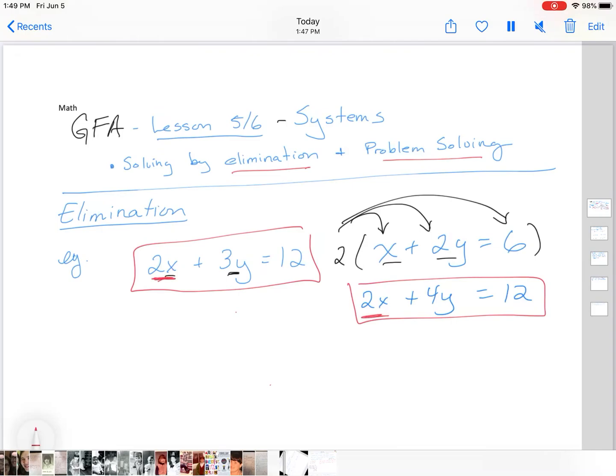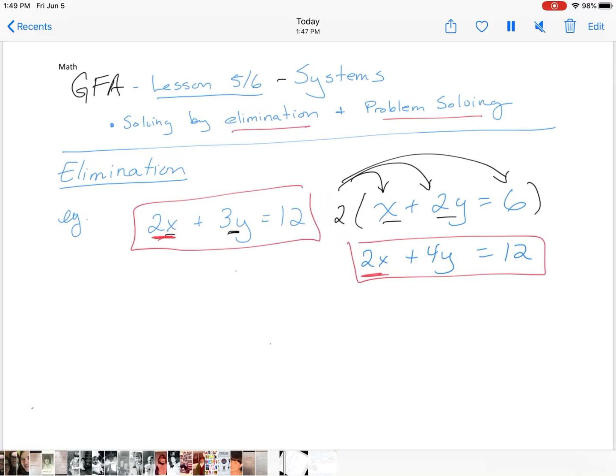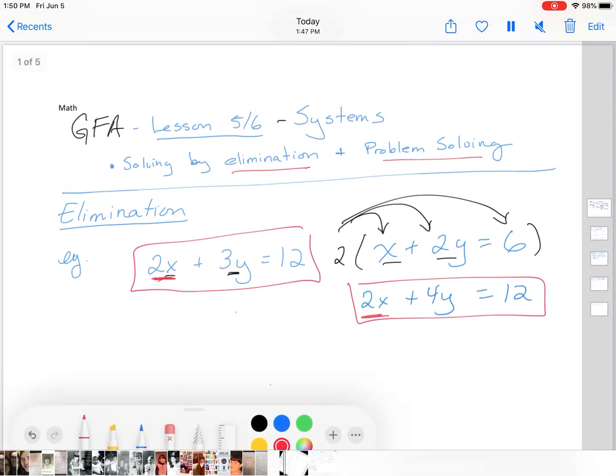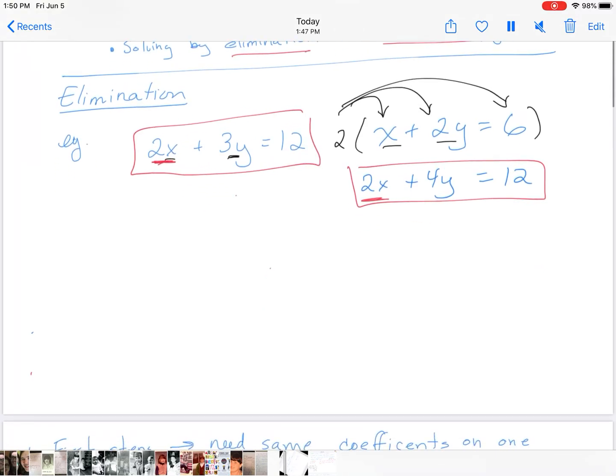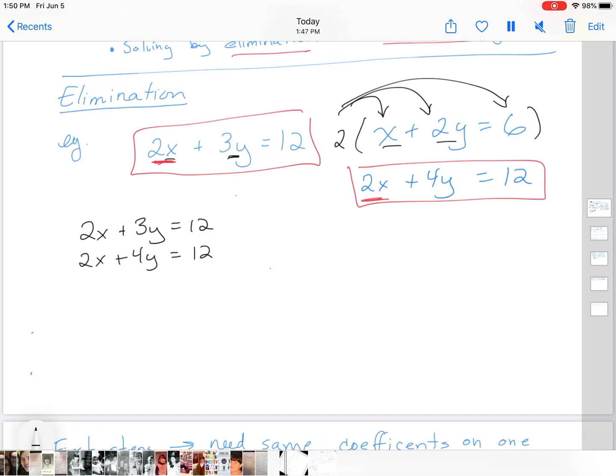Now I have a 2x and a 2x, so I want to remove a 2x, so I'm going to have to subtract one from the other. So let's set that up. Here we go. 2x plus 3y equals 12, and 2x plus 4y equals 12. And I'm going to subtract because I want to get rid of that x. So 2x minus 2x equals 0x, 3y minus 4y equals minus y, and 12 minus 12 equals 0.